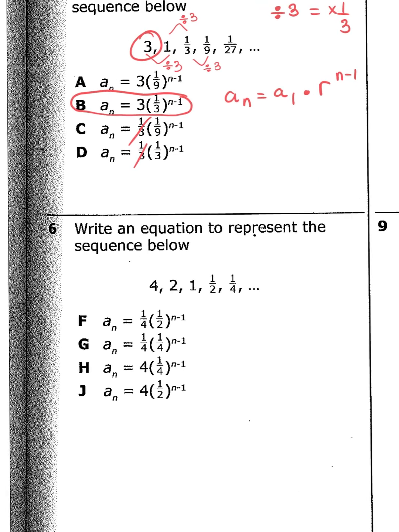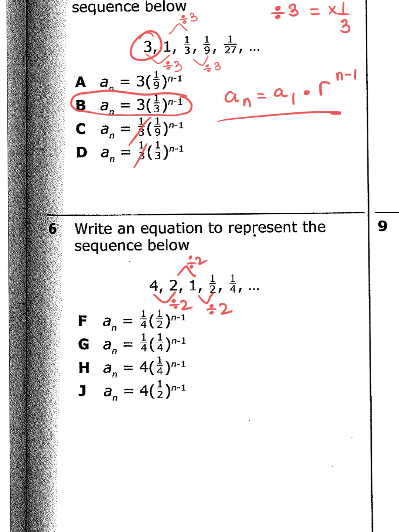Number 6, 4 down to 2, 2 down to 1. You cannot subtract 2, right? You divide 2. You divide 2. Okay, so same ratio, same formula for geometric.